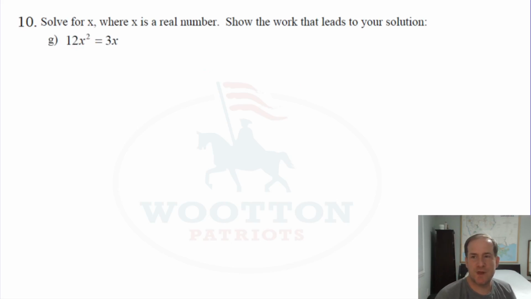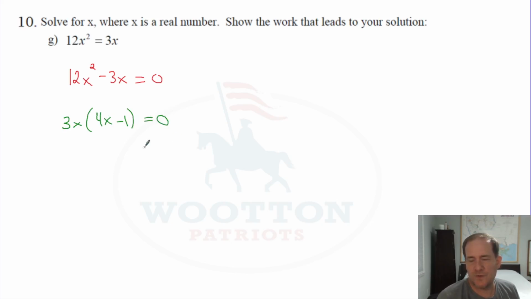So here's G. To solve G, I still strongly recommend that you subtract the 3x from both sides. Get it set equal to 0. And now to solve, you can factor out a 3x. That leaves you with a 4x minus 1. We are now factored. We have our two factors. So if you let 3x equal 0, that'll give you a solution. And if you let 4x minus 1 equal 0, that'll give you a different solution.